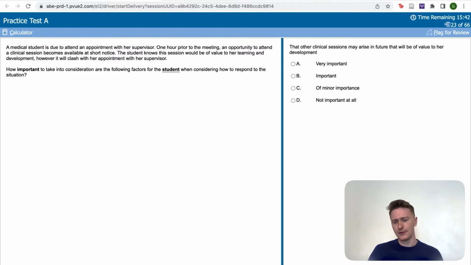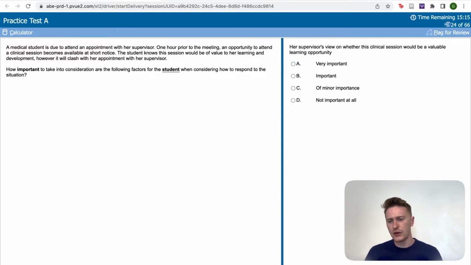If, on the other hand, it was just to say hi, clearly the clinical situation takes priority. That other clinical sessions may arise in the future that may be of value to her development. Well, yeah, that's definitely B or A. It is important because if this is just taking bloods on the ward, that would definitely appear again. You'll be able to get that opportunity again, so therefore attend the meeting with the supervisor. I think that's very important to consider, how likely this is to happen again.